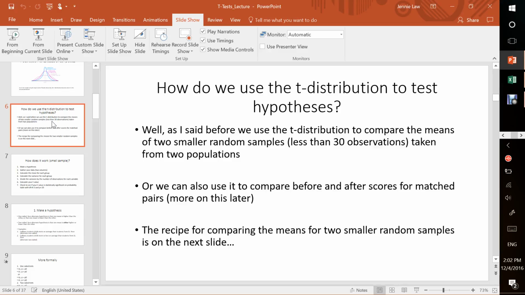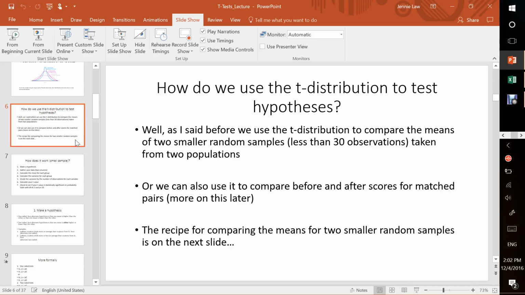So this is for questions like, are dogs and cats, do they have equal intelligence? Do UAlbany and St. Rose students drink the same amount? Do voters in Georgia and New York State have the same income? So we're looking at specific hypotheses that are evaluating the means of two smaller random samples. Or we can use it to compare the before and after scores for matched pairs.